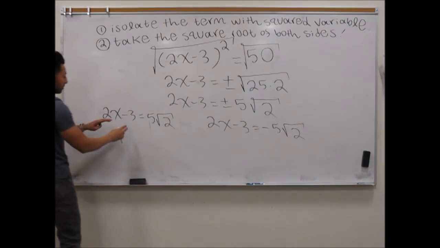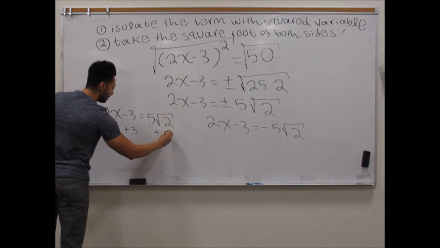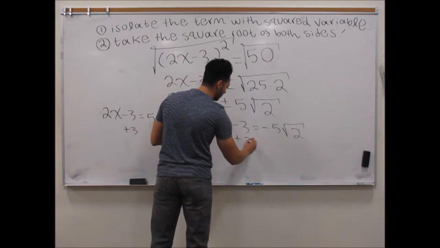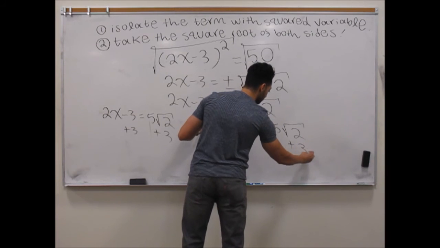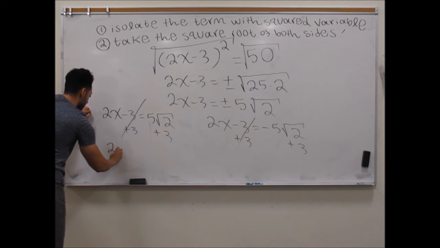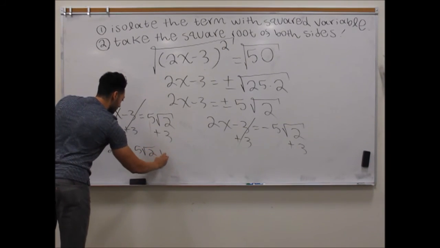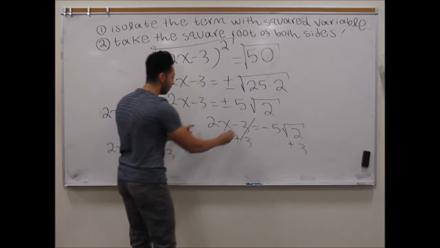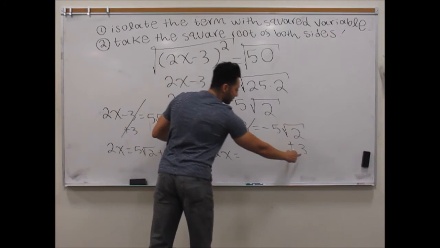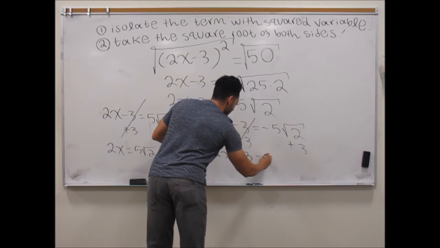Okay, so I'm going to go ahead and add 3 onto both sides because I'm trying to isolate the x. And I'm just going to add 3 over here also. So these 3's would cancel out, and then I would get that 2x is equal to 5 rad 2 plus 3 here. Over here I would get that 2x is equal to, I'm just going to write the 3 first, 3 minus 5 rad 2.